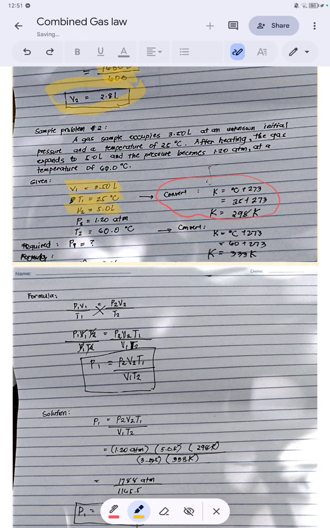It is 5.0 liters. So, the units of volume are the same. V1 and V2 have the same unit. It is in liters. So, it's okay.